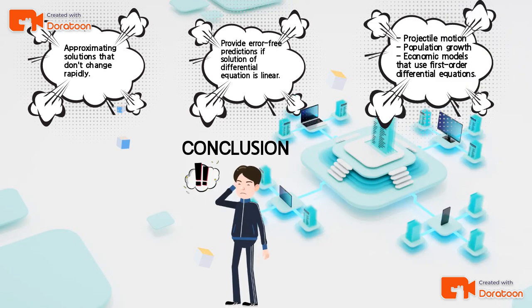Finally, there are some applications of Euler method. In physics, we can use it in projectile motion, where we can predict the trajectory of an object in projectile motion with significant air resistance. Second, as we have shown in the past equation, we can use it to calculate the population growth at a certain area with known initial population. Lastly, we can use it in economic models that use first-order differential equations, for example, the Cobweb model and also the basic Keynesian model.